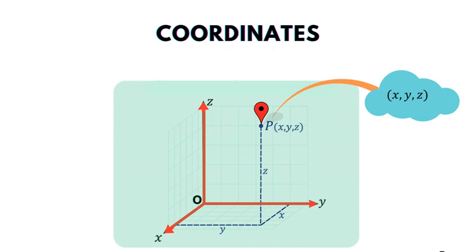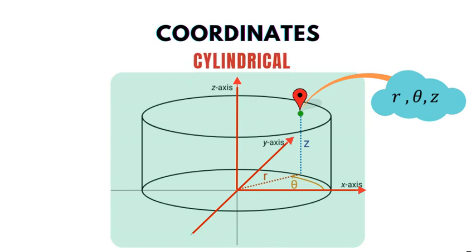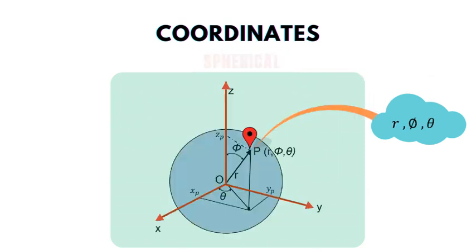If an object is in cylindrical shape, it makes more sense to use the cylindrical coordinate system. In this system, a point is represented using radius r, angle theta, and height z as shown in the diagram. To model objects that are spherical in shape, the spherical coordinate system is used. In this system, radius r, angle phi, and theta are used as shown in the diagram.